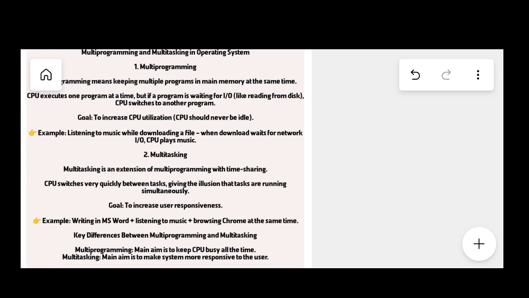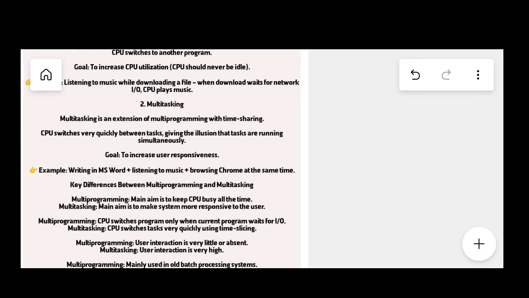And multitasking is an extension of multiprogramming that uses time sharing. So the CPU switches between tasks very quickly, so fast that it feels like all tasks are running at the same time. The main goal of multitasking is to make the system more responsive for the user.